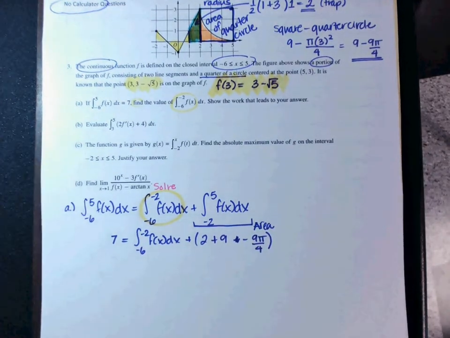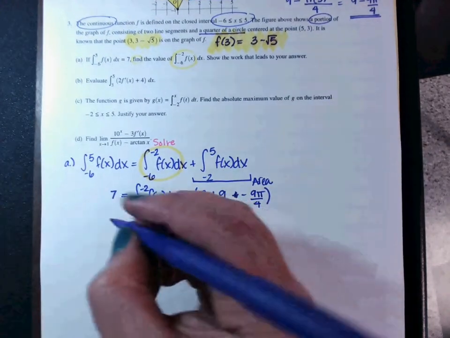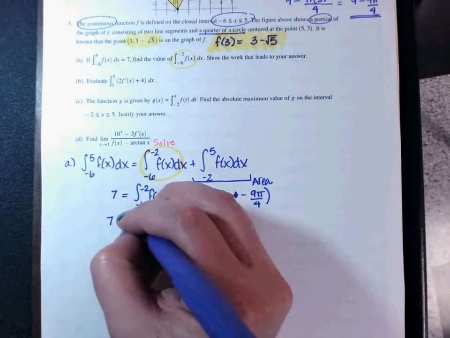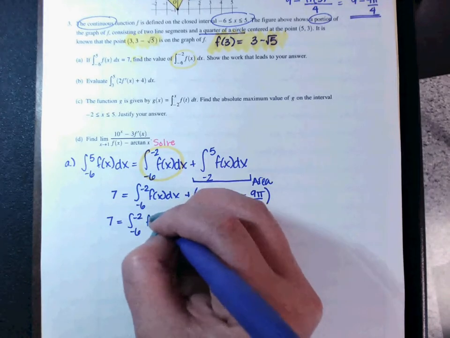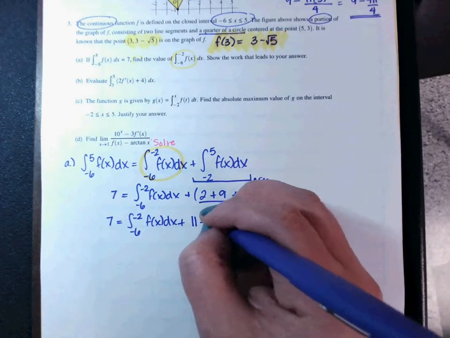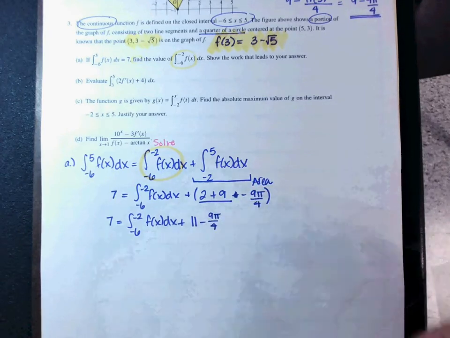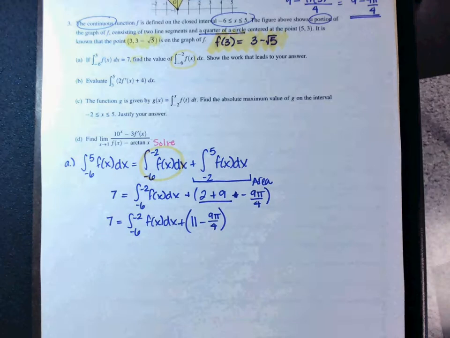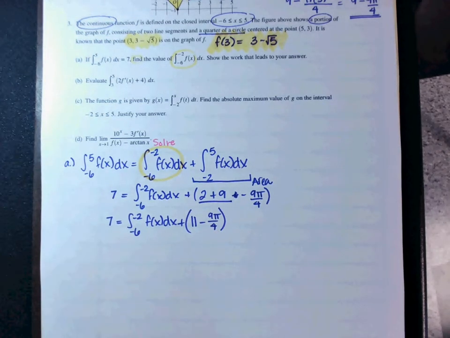Okay? Now, I'm going to do one more step here and say, okay, well then 7 equals the integral from -6 to -2 of f of x dx plus 2 and 9 make 11 minus 9 pi fourths. And so then in order for me to solve for this, I'm basically just going to take this term and subtract it across to the other side.